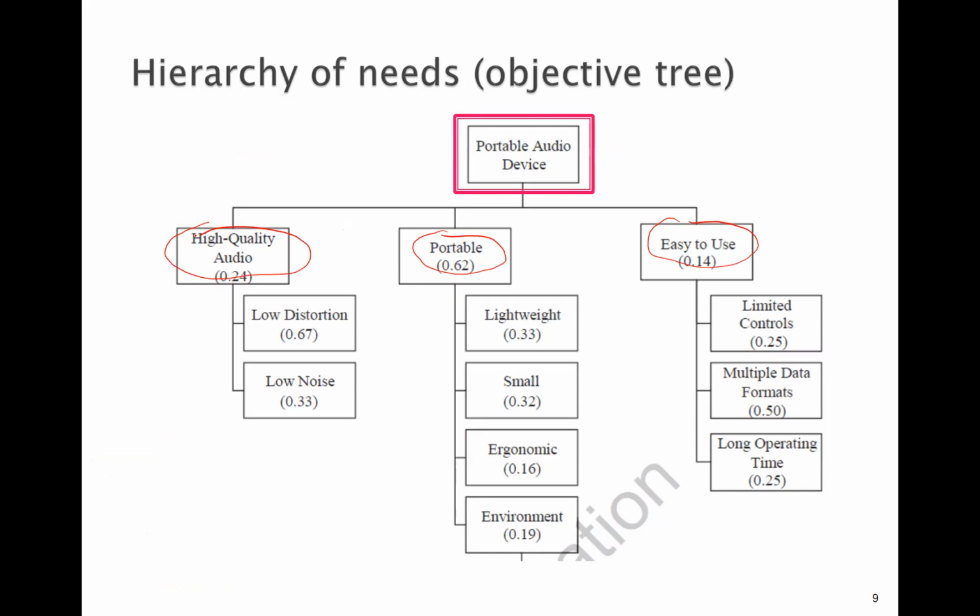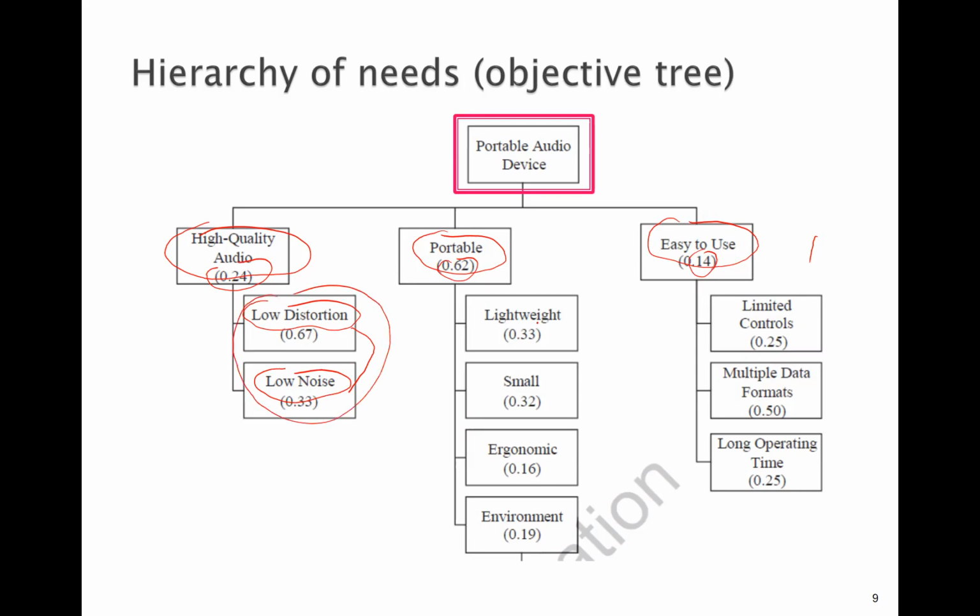So we simply give some weights here. The total should be 1. So 0.14, 0.62, 0.24. And for high quality audio, we split that into low distortion and low noise. These are the parameters that are used to define how your device meets this high quality audio requirement. Again, we weight this 0.67 and 0.33, which makes 1 total.